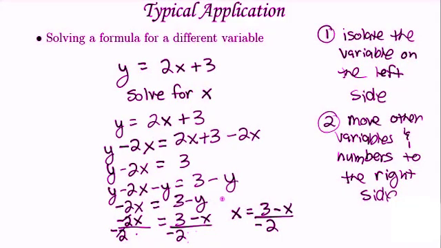Okay, so in order to solve this for x, what we have to do is move the variable that we're solving for, x, to one side. So I'm moving the terms containing x to the left, and then I had to move the other terms, in this case y, over to the opposite side. Once I have that done, I can finish isolating the variable by dividing both sides by negative 2.